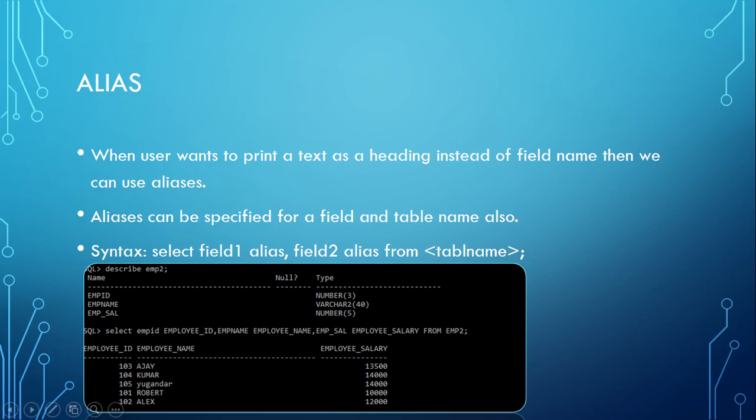So see, I'm checking the properties of a table. So describe. These are the original field names: EMP ID, EMP name, EMP salary. I wanted to display them as employee_ID, employee_name, employee_salary. So what I can do is just type select EMP ID followed by the alias name, EMP name followed by the alias name, salary followed by employee salary. So now instead of displaying EMP ID, EMP name, EMP salary, it will display the alias names employee ID, employee name, and employee salary, and these records. So this is at the field level.